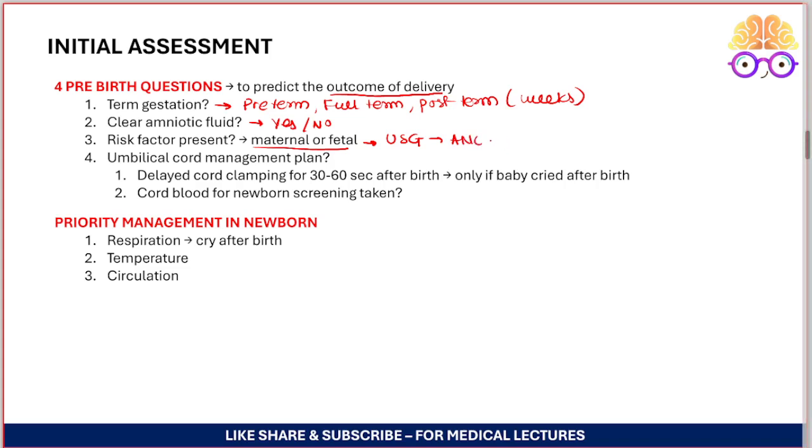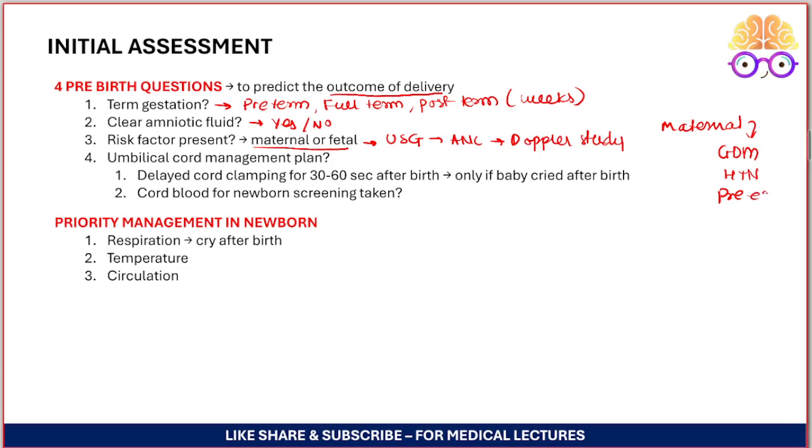Like Doppler study and all those things, like whether any anomalies are present or not, or whether there are any other risk factors on the mother's side. On the maternal side, we can consider gestational diabetes, then hypertension, pre-eclampsia. Okay, and these are the main ones, and there are others as well.